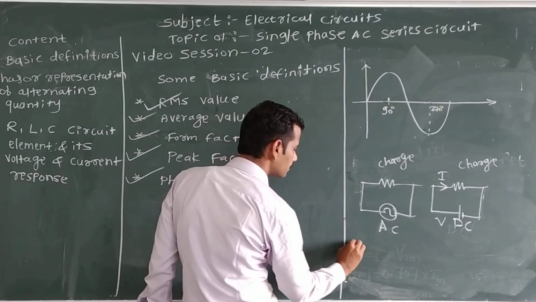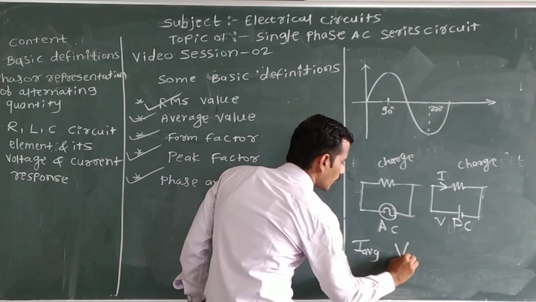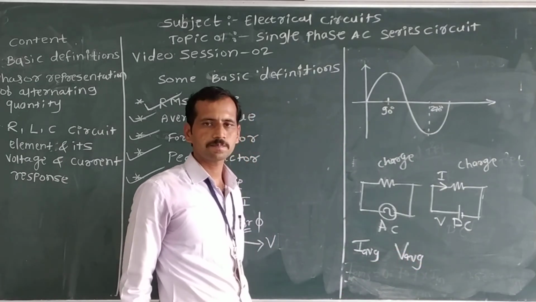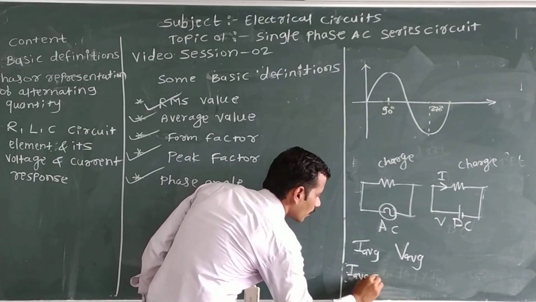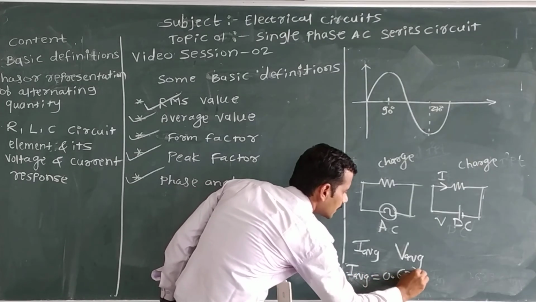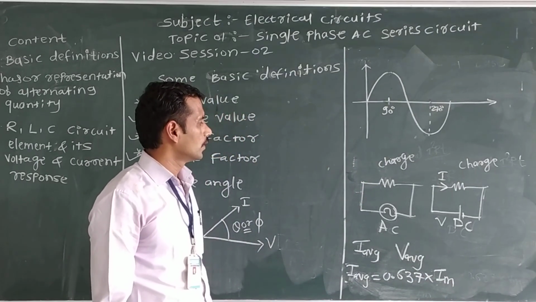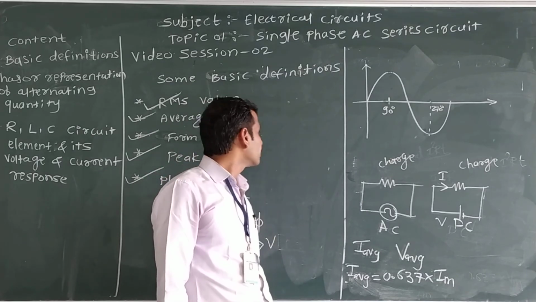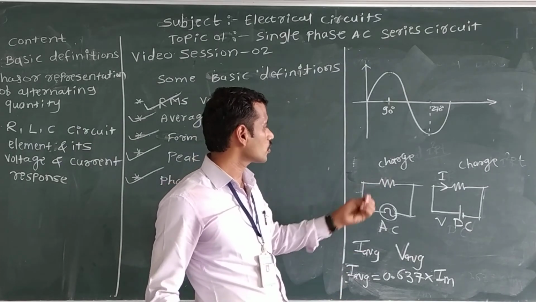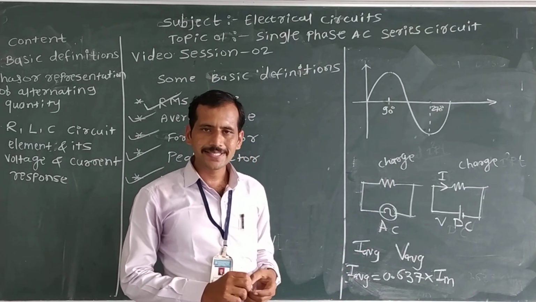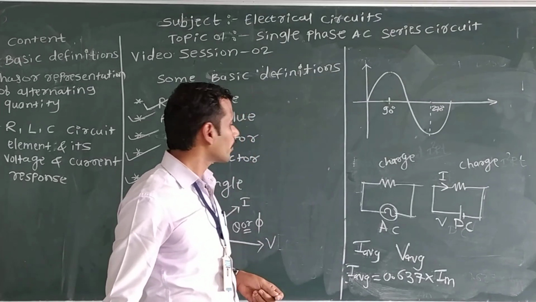It is denoted by I average for current and V average for voltage, and it is given by I average equal to 0.637 into maximum value, that is IM. What is the importance of this average value? All DC quantities or DC meters generally read average value.